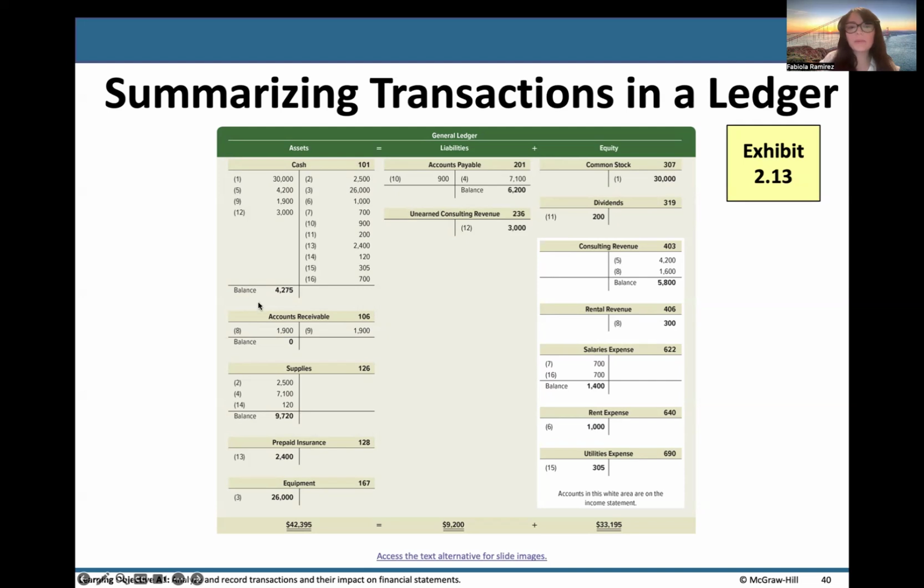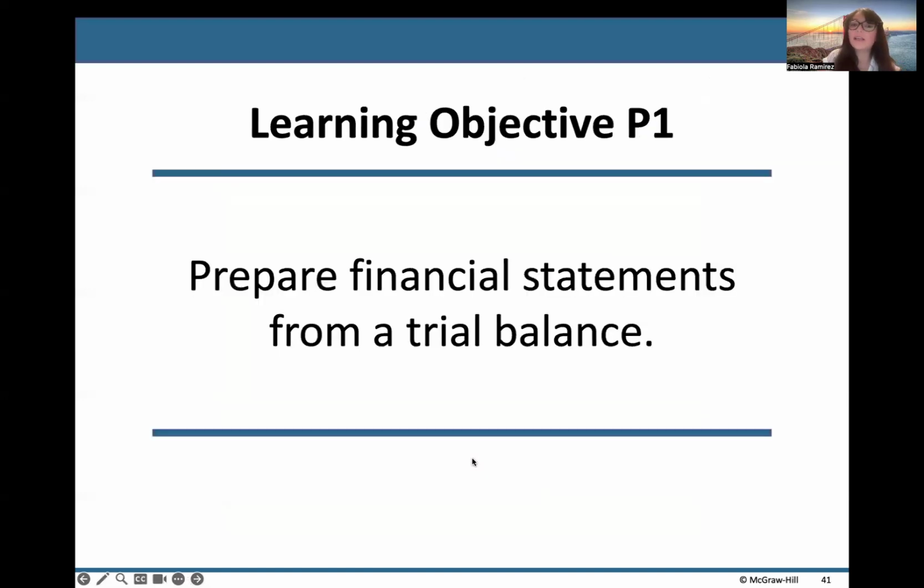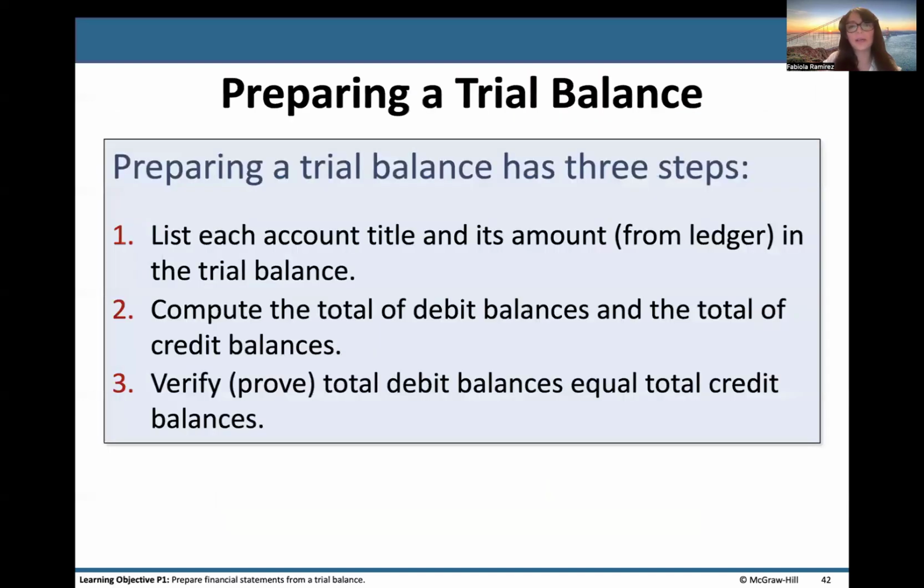So the next step would be to add up your total balance for each account. And as you can see, we have already done that here. Cash has a balance of 4,275. Accounts payable has a balance of 6,200, and so on and so forth. Now, this is very important information because we're going to learn how to prepare financial statements from a trial balance. So a trial balance has 3 steps.